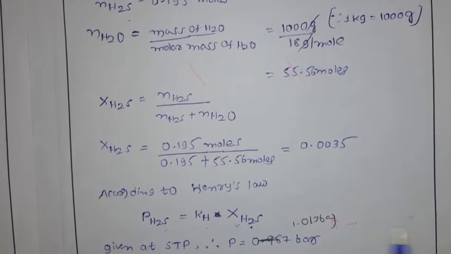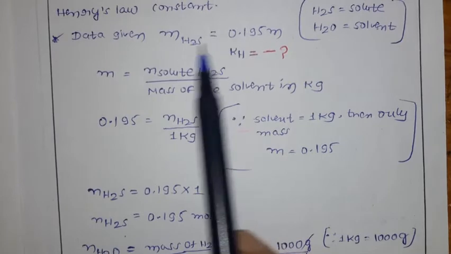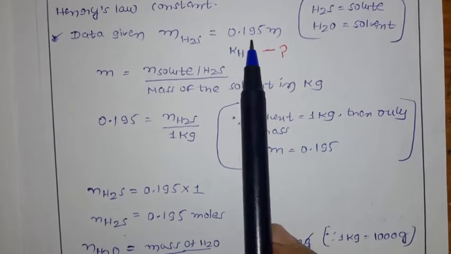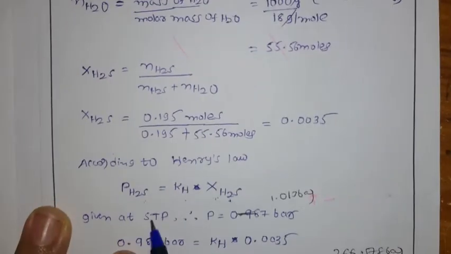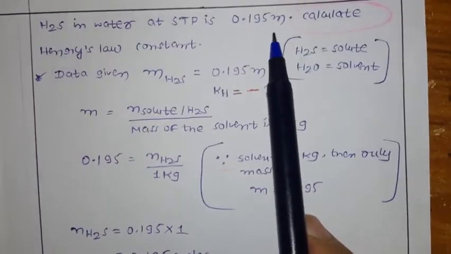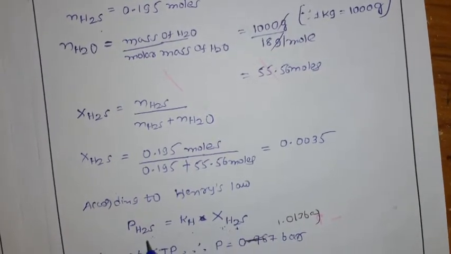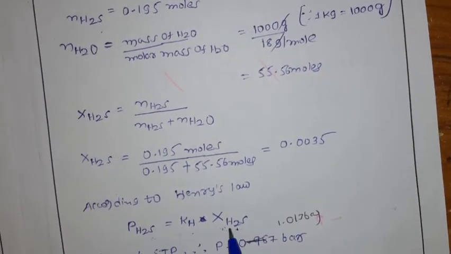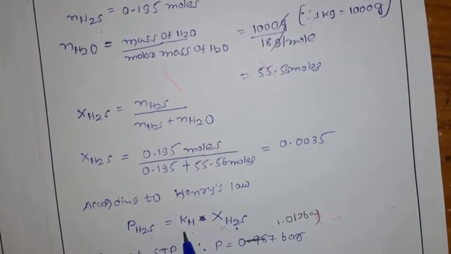So let us see how we have to calculate. Okay. Now, the data they have given is only 0.195 molar, and the pressure is also not given. So to calculate here we need the pressure also. In the data they gave only molarity. Now to calculate the Henry's constant we need the partial pressure of hydrogen sulfide and the mole fraction. So we have to calculate both of these. If you calculate both, you are going to get the Henry's constant.